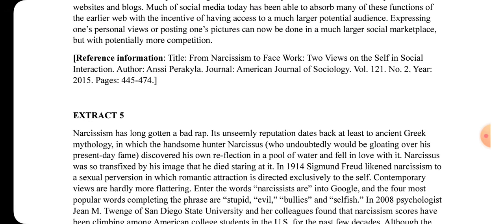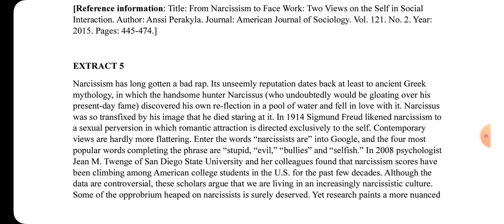Extract 4. The title says from narcissism to face work, two views on the self in social interaction. So at least without even reading the whole extract, I know that it's going to talk about the views on the self in social interaction. How people put their interest in social interaction. How they portray themselves or rate themselves. I really know that.